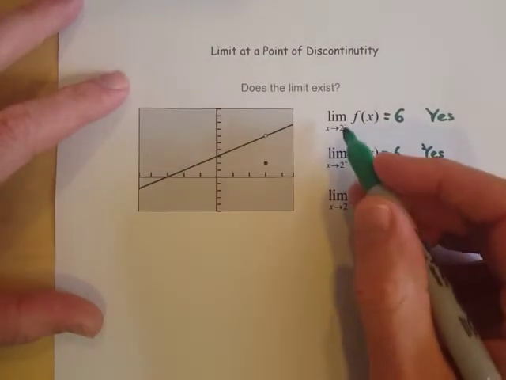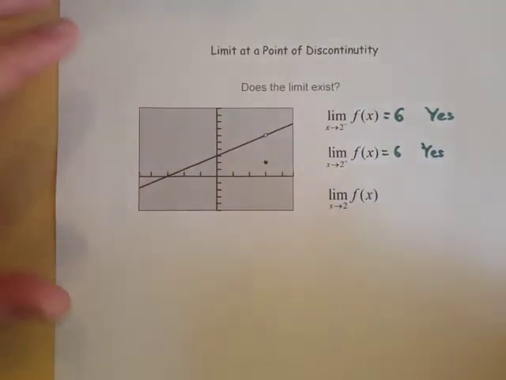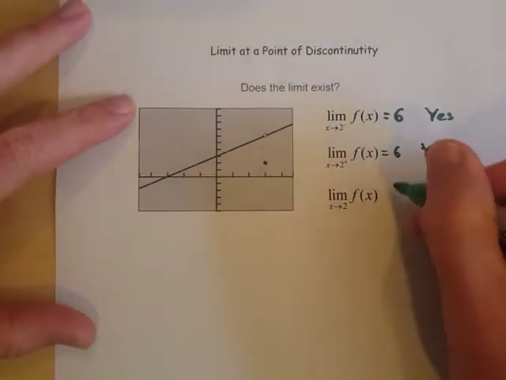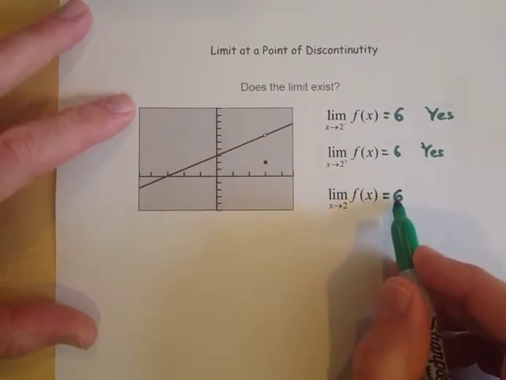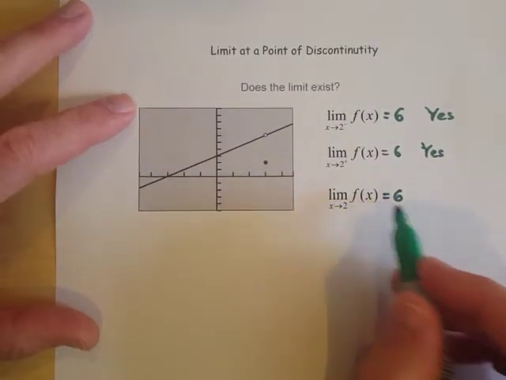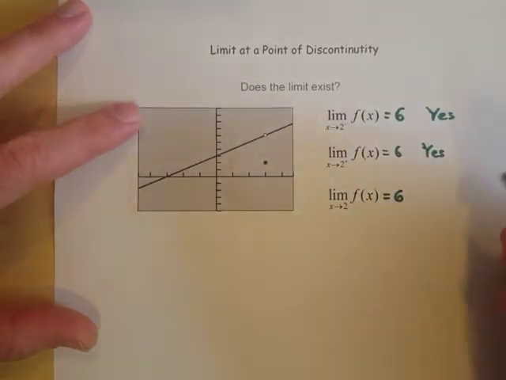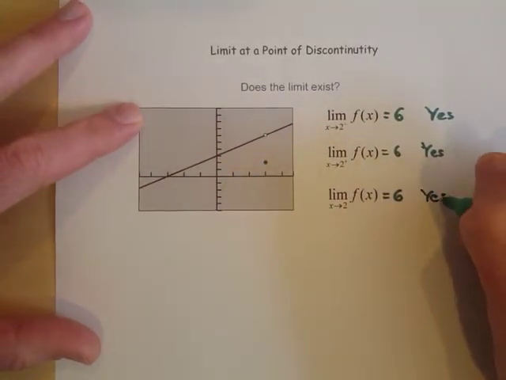Now, if the pair of one-sided limits is the same, then what our theorem just told us was that this one is also going to be the same, that this two-sided limit exists and it's going to be the same as each of those. And so that one also exists.